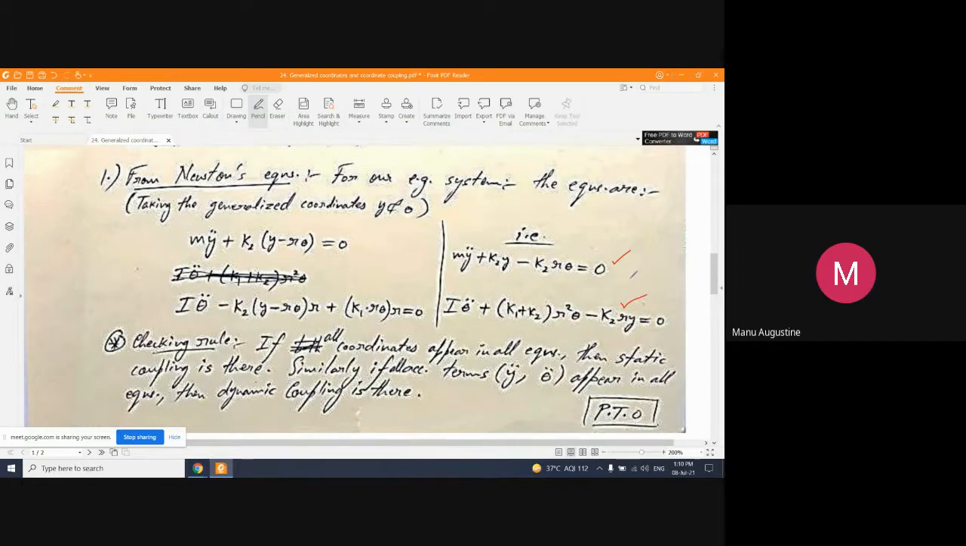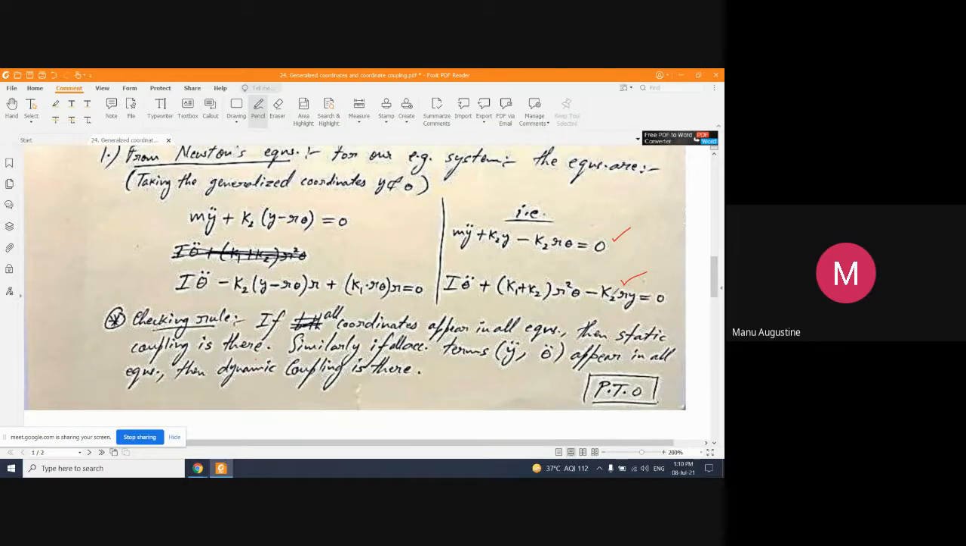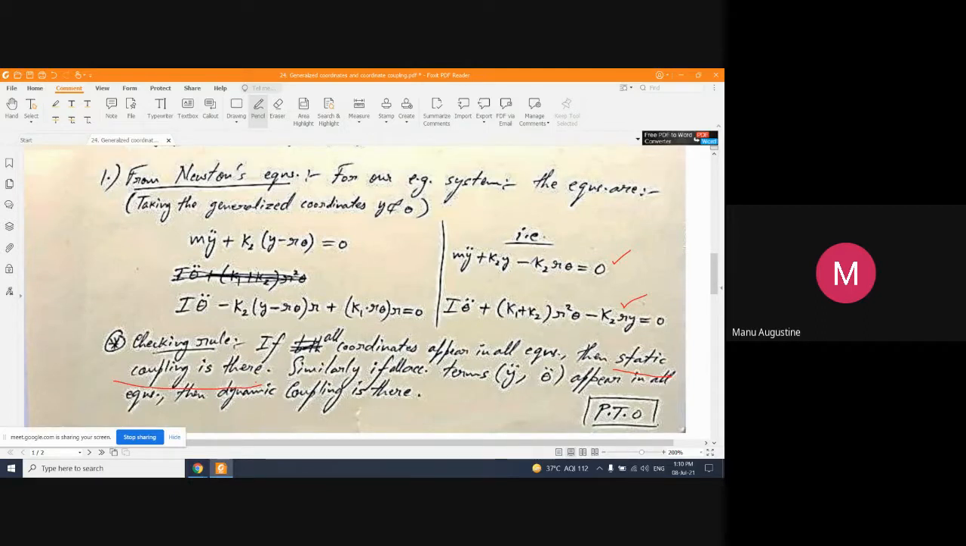So once the equations of motion of all the masses are developed, all you have to do is see whether all the coordinates within your generalized set of coordinates are present in all the equations. The checking rule is, if all coordinates appear in all equations, then static coupling is there. So let us see. Our generalized coordinate set that we are using is y comma theta, not y comma x. So we are going to check for this set.